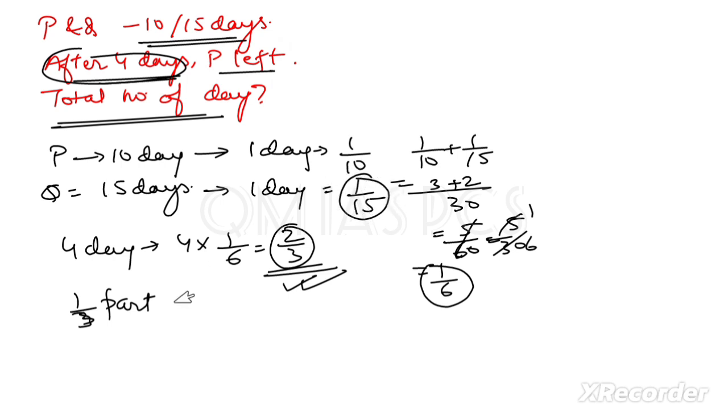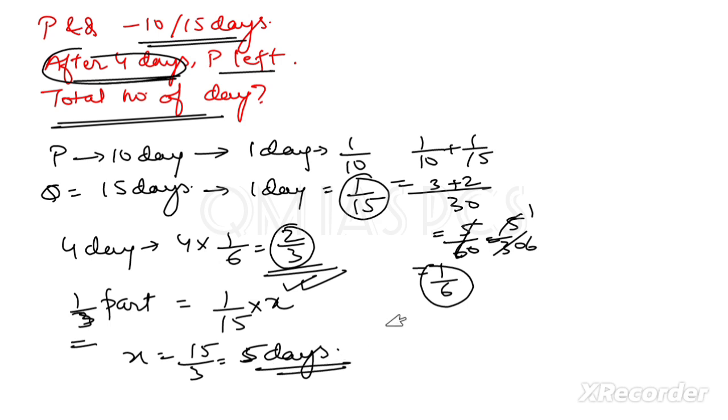Q does 1 by 15 part of the work in one day. Let's imagine Q takes x days, so we will write 1 by 15 plus 1 by 15 plus 1 by 15, till x times. It will become 1 by 3. So we can equate both: 1 by 3 is equal to 1 by 15 multiplied by x. So x is equal to 15 by 3, that is 5 days. So further Q will take 5 days.